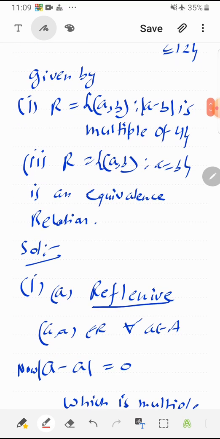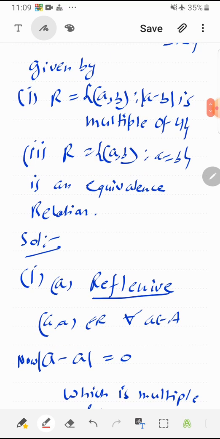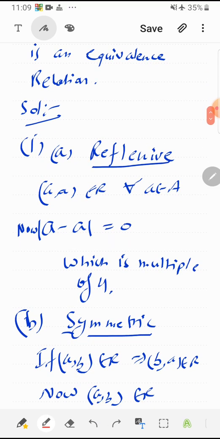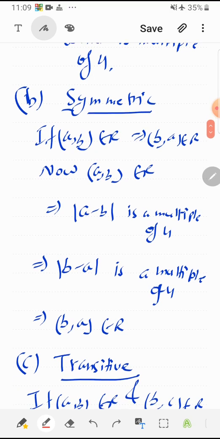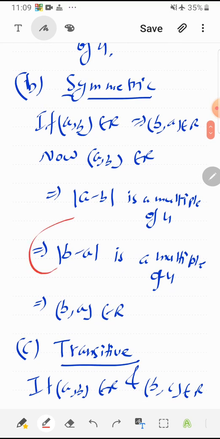First part, mod of a minus b is a multiple of 4, we are picking. Now it is reflexive, as if we replace b with a, then mod of a minus a is 0, and 0 is a multiple of every number, so it is a multiple of 4 also. So it is reflexive. Now symmetric: if (a, b) belongs to R, this implies (b, a) should belong to R. (a, b) belongs to R means mod of a minus b is a multiple of 4, and mod of b minus a is a multiple of 4, we can write from here, no problem. So hence (b, a) belongs to R.